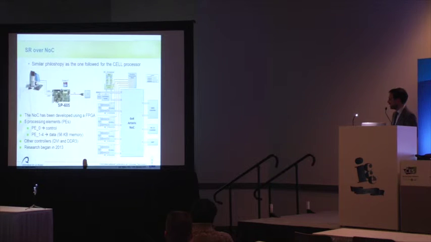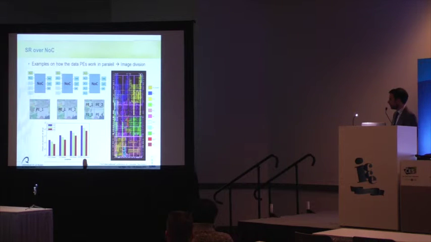This began 2 years ago, and we are following a similar philosophy to the one we followed in the Cell processor. What I would like to show you is that the way in which we apply the 4 data elements is just to divide the image into 4 parts, as you can see here, and we get a decrease in the computation time. This is the integration of the algorithm in an FPGA, and this is more or less the idea of how to divide the processing.